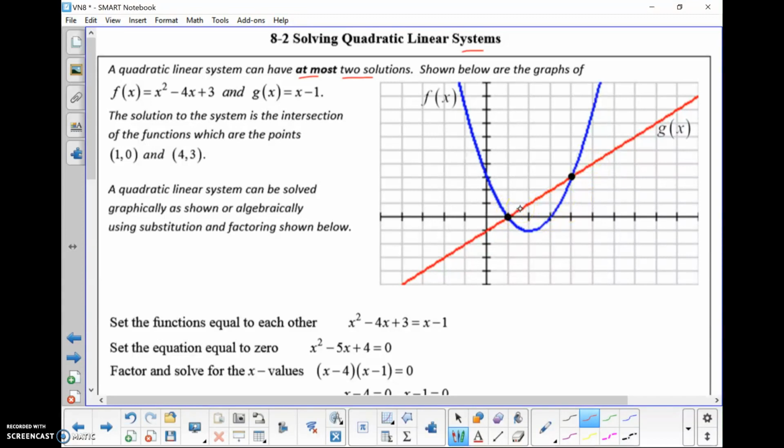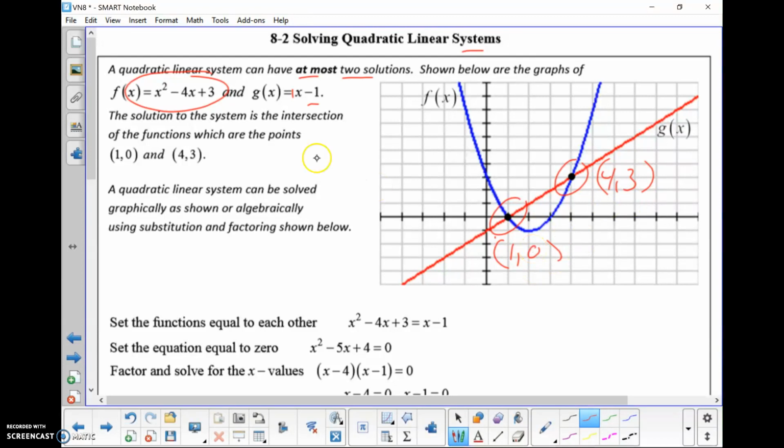Now, solving it graphically is just graph the two things. I would graph the quadratic, maybe use my calculator to generate a table of values, plot the points and go. And for the linear equation, we can use y equals mx plus b. It has a y-intercept of -1 and a slope of 1, so it's up 1 over 1. And where do they cross? This one crosses at (1, 0) and (4, 3). So those are your two answers there.